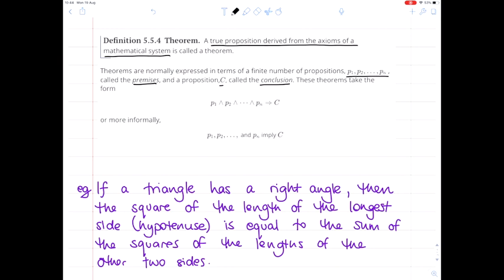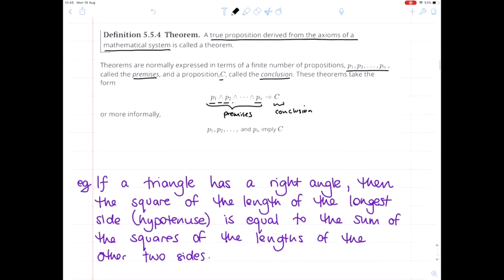So if we write this in propositional calculus, you're assuming that P1 and P2 all the way up to Pn are true, so these are our premises. And therefore, our conclusion, our final proposition, C, is true. More informally, we could write this as propositions P1 through Pn imply C, or if propositions P1 through Pn are true, then C is true.